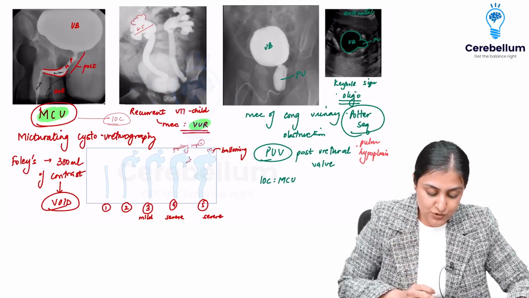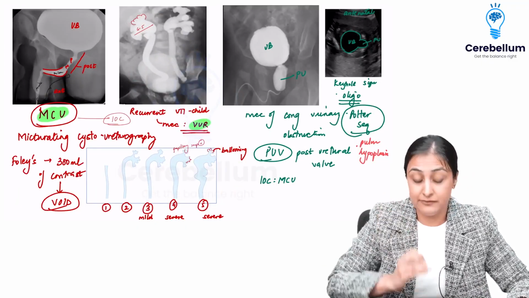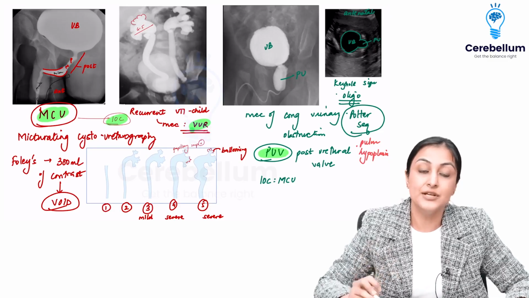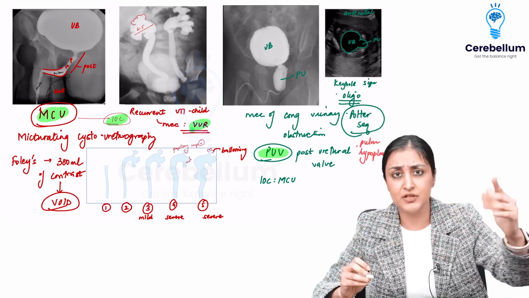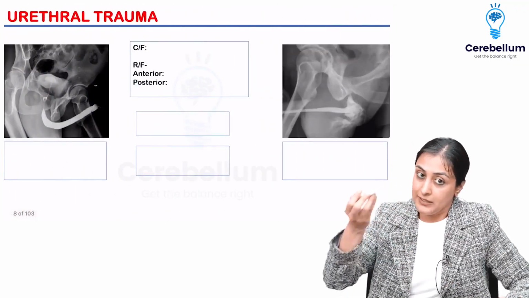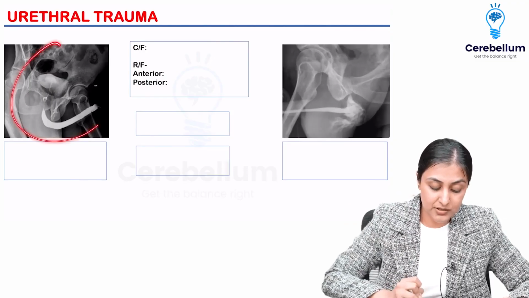So here you have to remember MCU, investigation of choice for two conditions, VUR and PUV. 3-letter words, all 4 of them. Okay, so this is about MCU. With that, we go on to urethral trauma now.